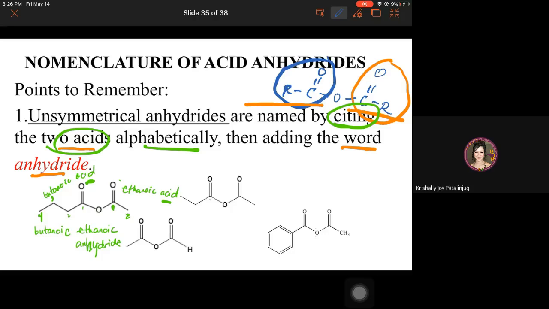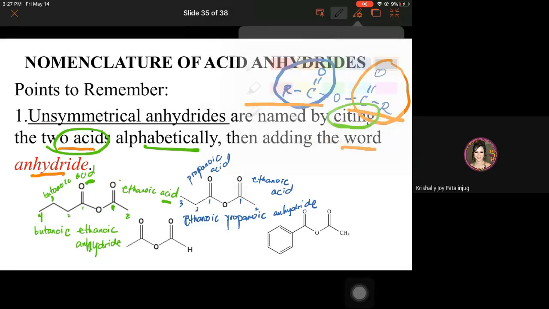This one, carbon 1, 2, 3. What is this part? What is this carboxylic acid? Propanoic. Let's say propanoic acid. Now, what about this one? Carbon 1, 2. This is ethanoic. Which comes first? Ethanoic, then propanoic, right? Ethanoic, space, propanoic, then anhydride. Alright? Next.